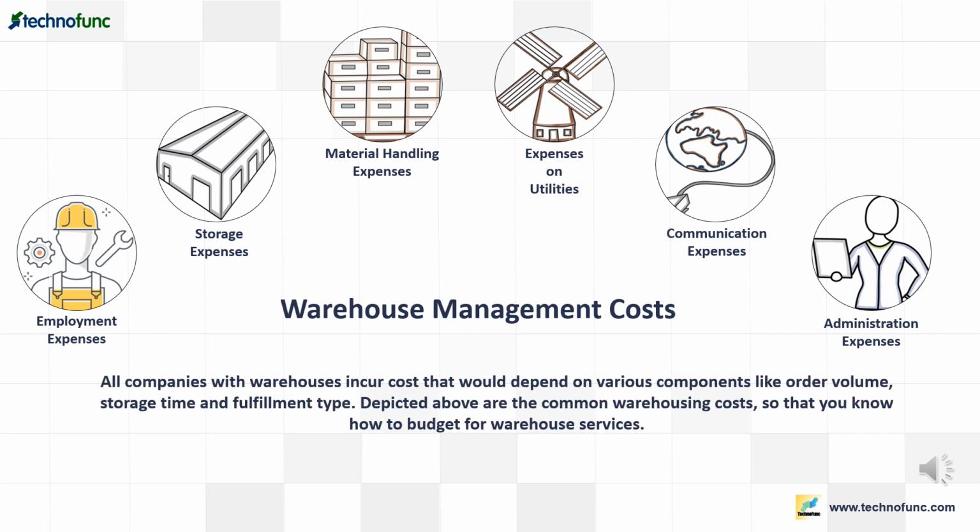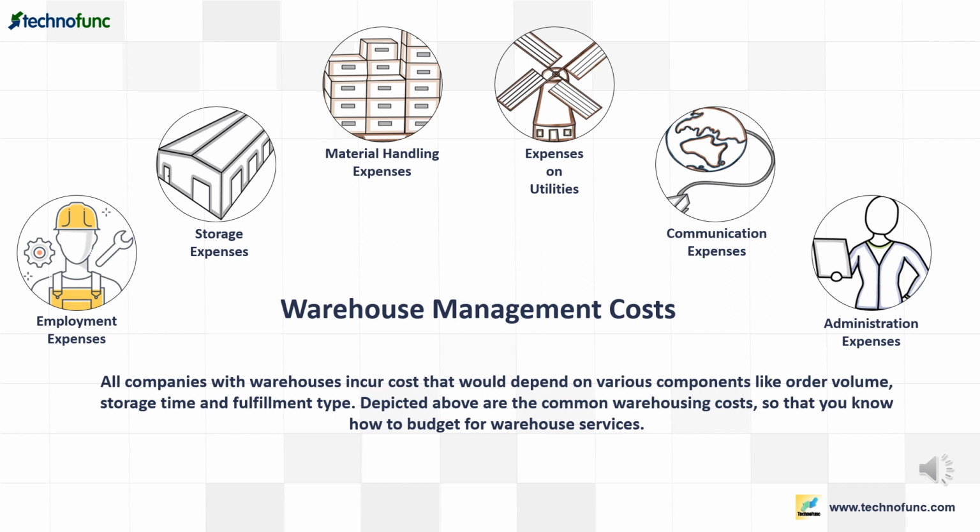You can see that these various cost components, which you will often see in warehousing operations, can be categorized into 6 cost segments. 1. Employment expenses, for example, wages, benefits, compensation, training, etc. 2. Storage expenses, for example, rent, depreciation, interest, local taxes, etc.